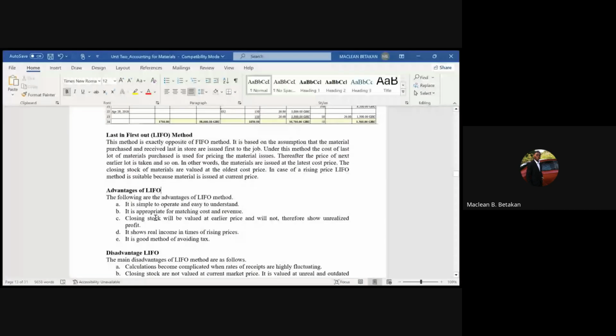So let's look at the advantages. It is simple to operate and easy to understand, just like FIFO. Is it true? Yes, it is. It is appropriate for matching cost and revenue. So here, if the cost is high, you match that high cost against the revenue. Because for instance, what I just said, the revenue in 2024 would have been 200 cedis, but the cost is 50 cedis. This one is a mismatch. You see.